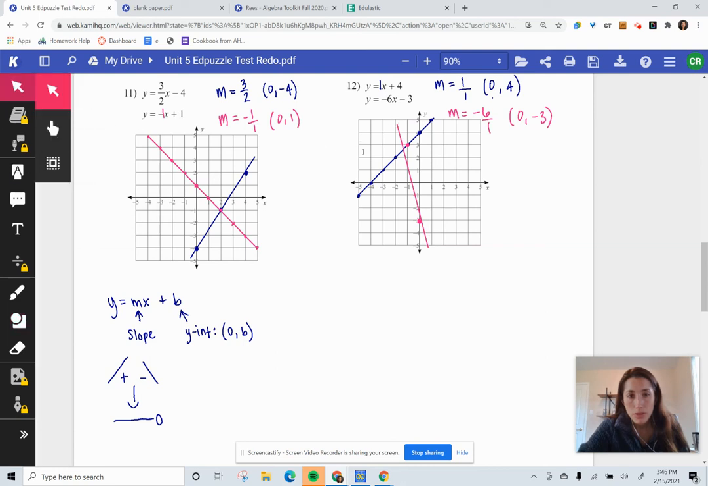Let's see if I can move that. There we go. And move this one a little bit. And then I'd like for you to give me the point of intersection for these two graphs.